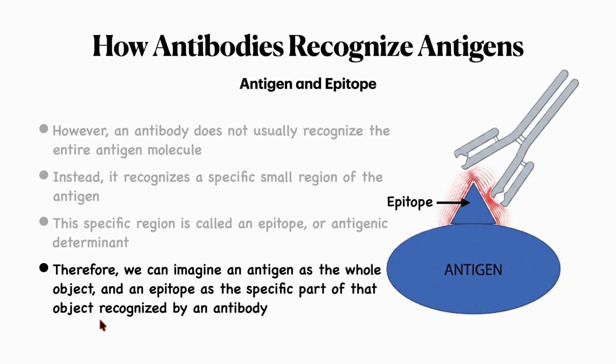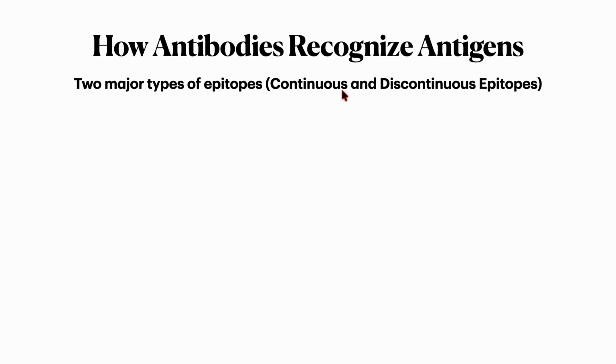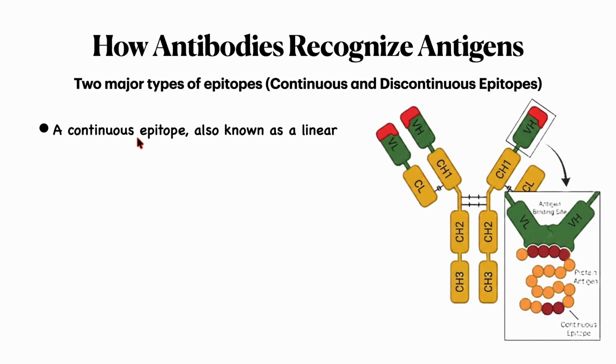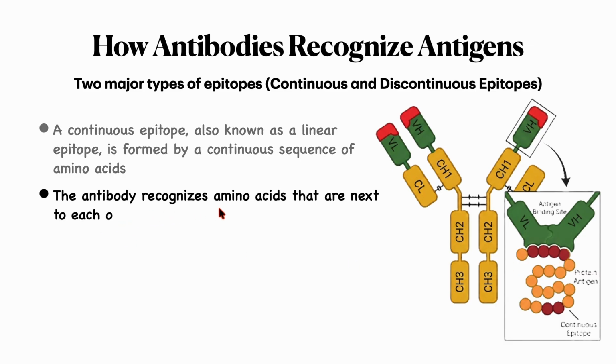recognized by an antibody. There are two major types of epitopes: continuous epitopes and discontinuous epitopes. A continuous epitope, also known as a linear epitope, is formed by a continuous sequence of amino acids. The antibody recognizes amino acids that are next to each other in primary protein sequence.